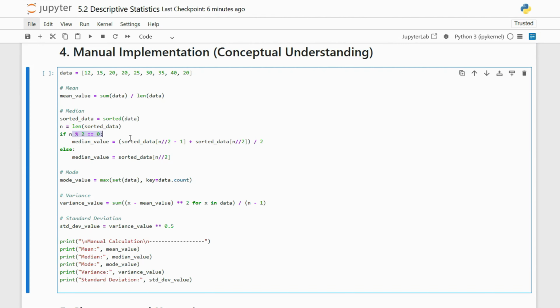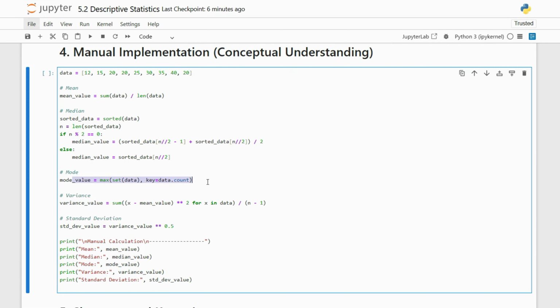For manually calculating median, first we sort the data. If the count is odd, we take the middle value. If it is even, we average the two middle values. To manually calculate mode, Python checks which value appears the most by counting each item.